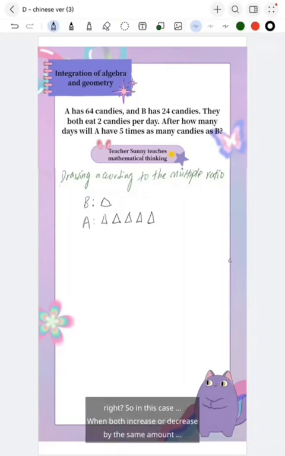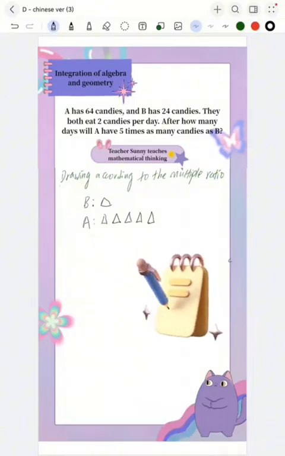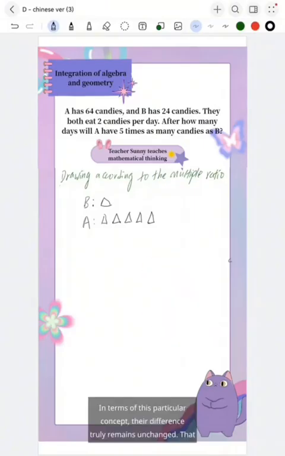So in this case, when both increase or decrease by the same amount, in terms of this concept, their difference truly remains unchanged. That is to say, however many candies they initially differ by at the very beginning, the total number of candies they differ by at the very end will be exactly the same.